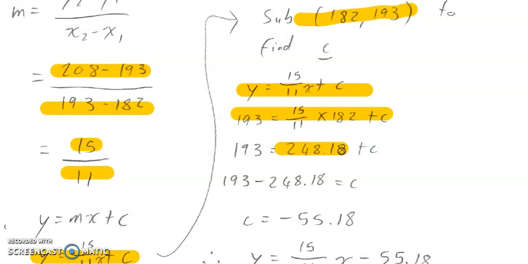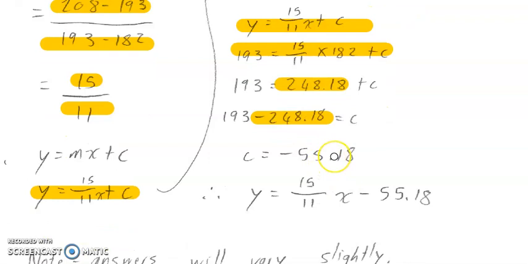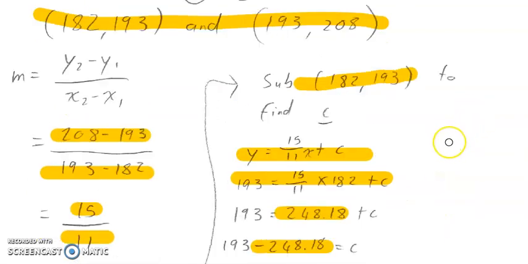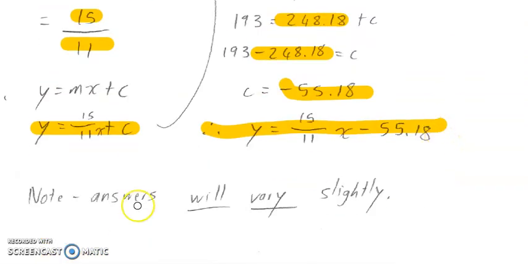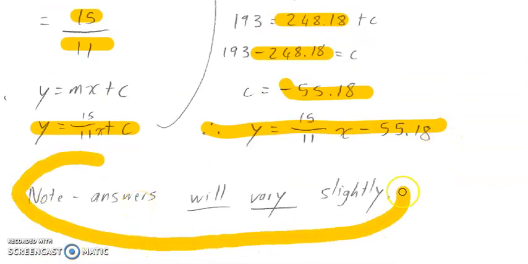Anyway, so I moved the 248 to the other side. What's the opposite of positive 248? Take away 248. So 193 take away 248 is negative 55.18. So c is equal to negative 55.18. So I write my final equation. Y is equal to 15 over 11x, take away 55.18.